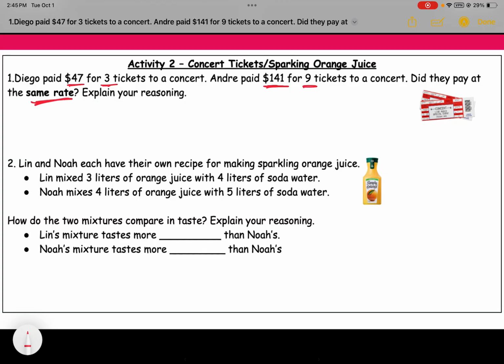There's a couple ways to show it, and you can show it any way you want, and then check to see if you got the same answer as me. So Diego, it is $47 for 3 tickets. Andre's is $141 for 9. So I know 3 times 3 would give me 9. So let's see if 47 times 3 gives us 141. And if so, then that means these are equivalent ratios, so they paid at the same rate.